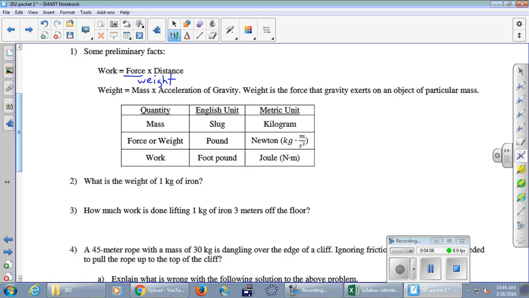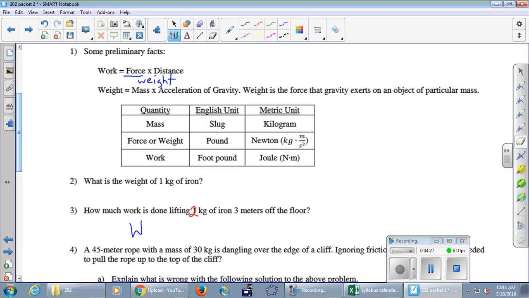Okay, so let's give this a shot. We're going to jump to number 3, and I'm going to change this 1 kilogram to 2. Everybody just make that real quick change. So how much work is done lifting 2 kilograms of iron 3 meters off the floor? So picking it up from the floor, lifting it 3 meters up, and we want to know how much work we did, so let's give it a shot.